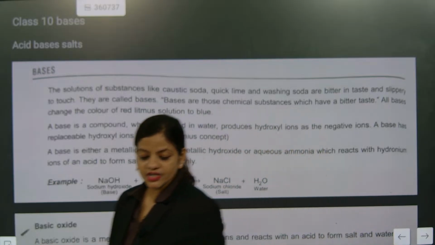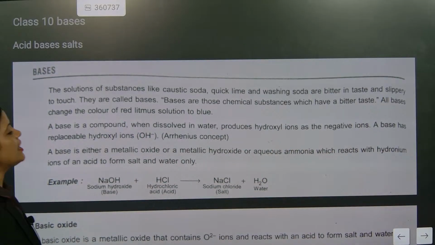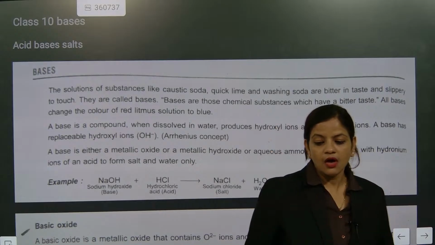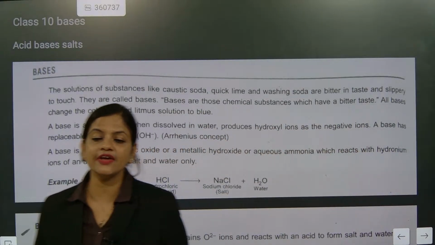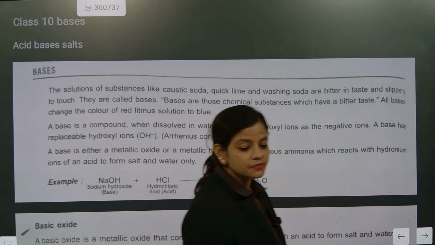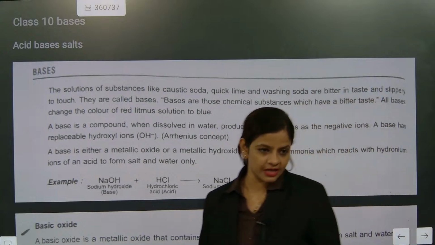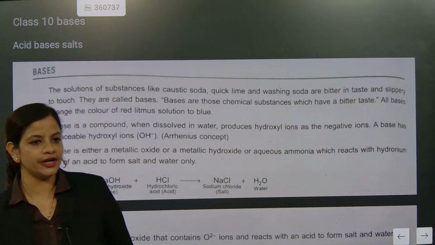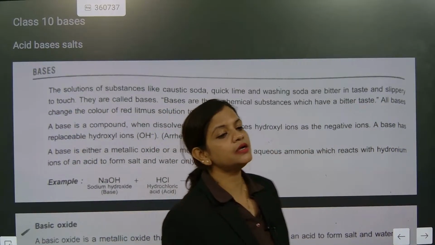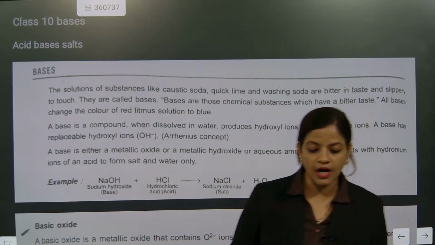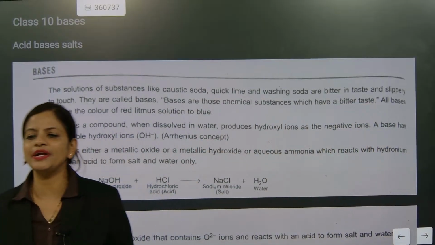Everybody, please pay attention. Understand this one. When somebody asks you about bases, what are you going to reply and say for bases? Understood or not? So, a base will be bitter in taste. Acid was sour in taste. A base will turn red litmus paper blue. And it is soapy to touch.